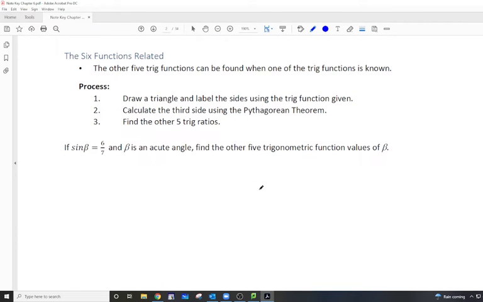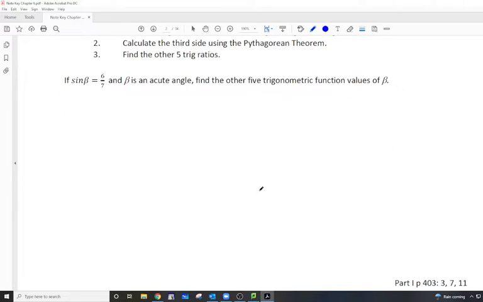The next step up is we are going to have these 6 functions related when you know one. So what it is that you can find the 5 trig functions when only one trig function is known. How are we going to do this? Well, you're going to draw a triangle, you're going to label the sides, you're going to calculate the third side using Pythagorean theorem, and then you're going to find all 5 trig ratios.